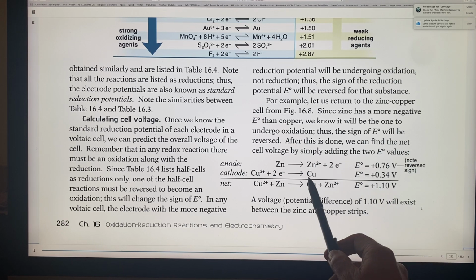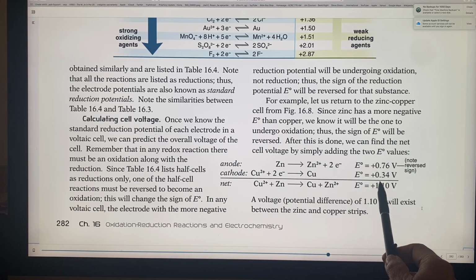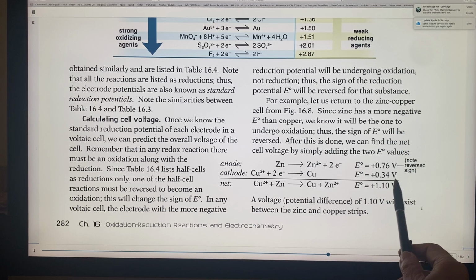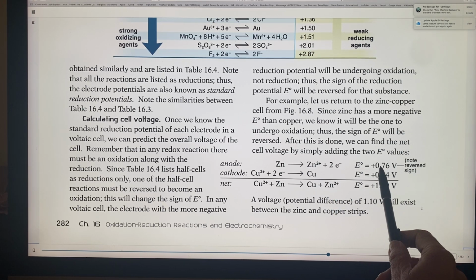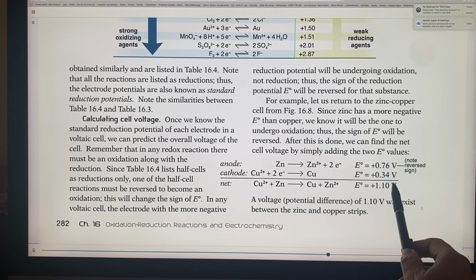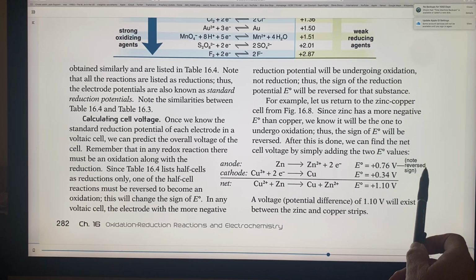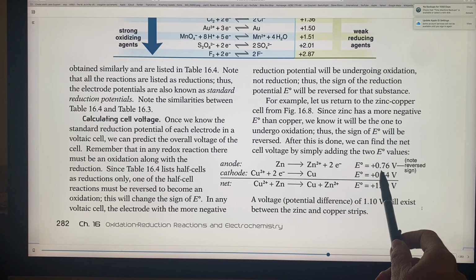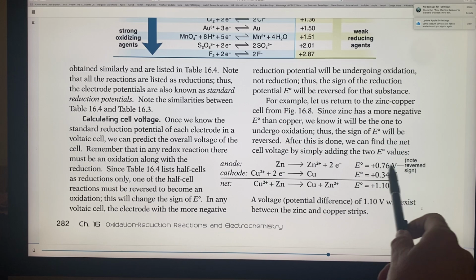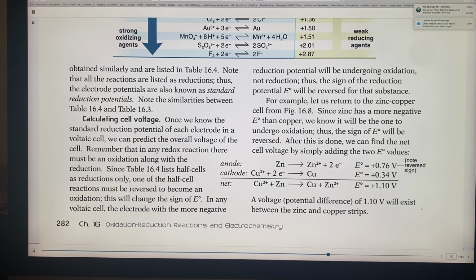So now we have the E with the voltage sign. This is the same with copper, and now we add them together and we get a lot of volts, because zinc is more active, or less negative, really getting volatile. Then we can measure E as 1.10 volts. A voltage difference of 1.1 volts will exist between zinc and copper strips.